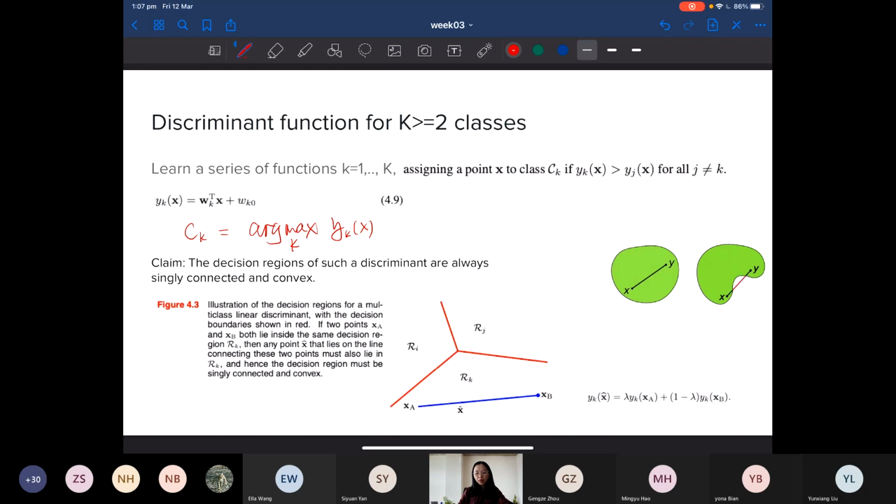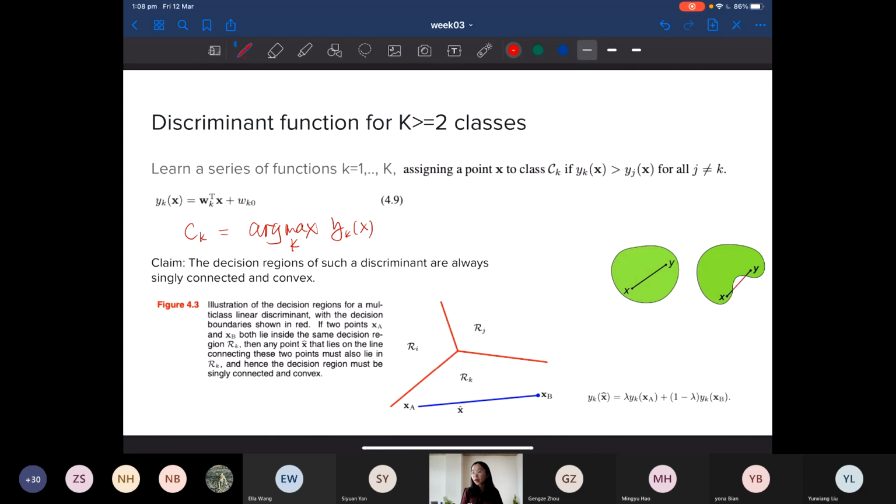Being singly connected means the region is one piece. I can move from any point to any other point with the pen without having to lift my pen off the paper. For example, each of these green blobs on the screen is singly connected, but the combination of them is not. And convex means that if I draw any line between two points in the region, the entire line should fit inside the region. There is a short proof for that.